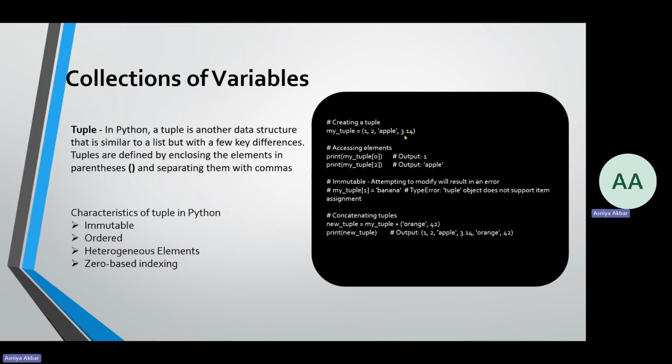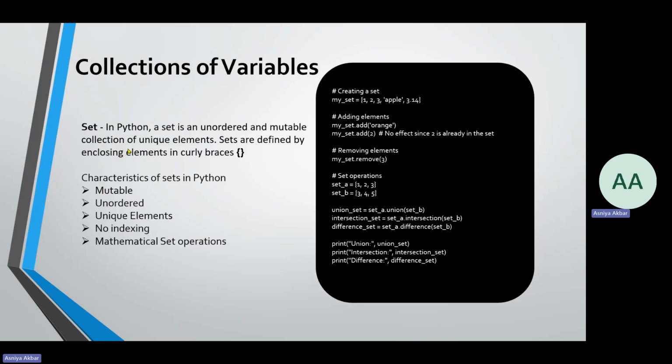Next, how can you access the elements? Again using the index number. You cannot add or remove elements in a tuple after they have been created, but you can add two different tuples and create one tuple. So a few characteristics: it is immutable, meaning that it cannot be changed. They are ordered, meaning that however you create a tuple, the order will remain the same. And then you can have different data types. And lastly, it has zero-based indexing, meaning that the index number starts from zero.